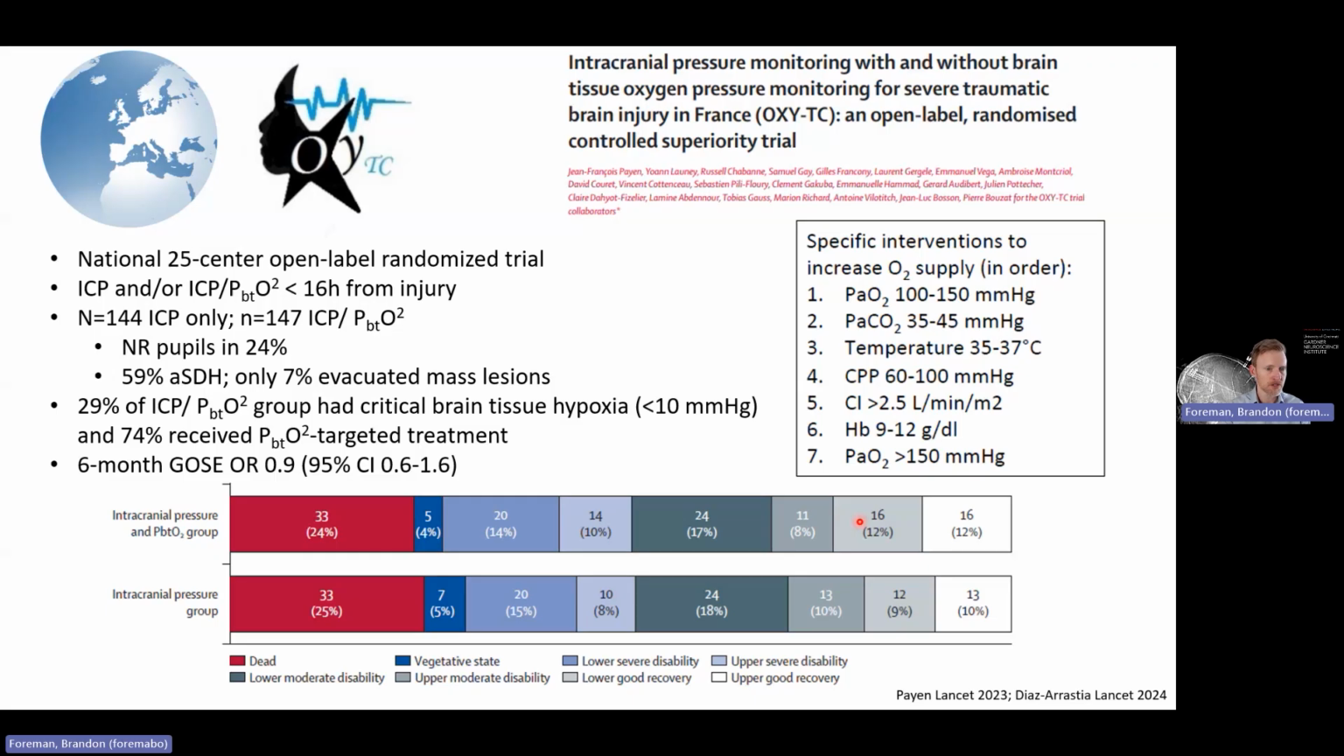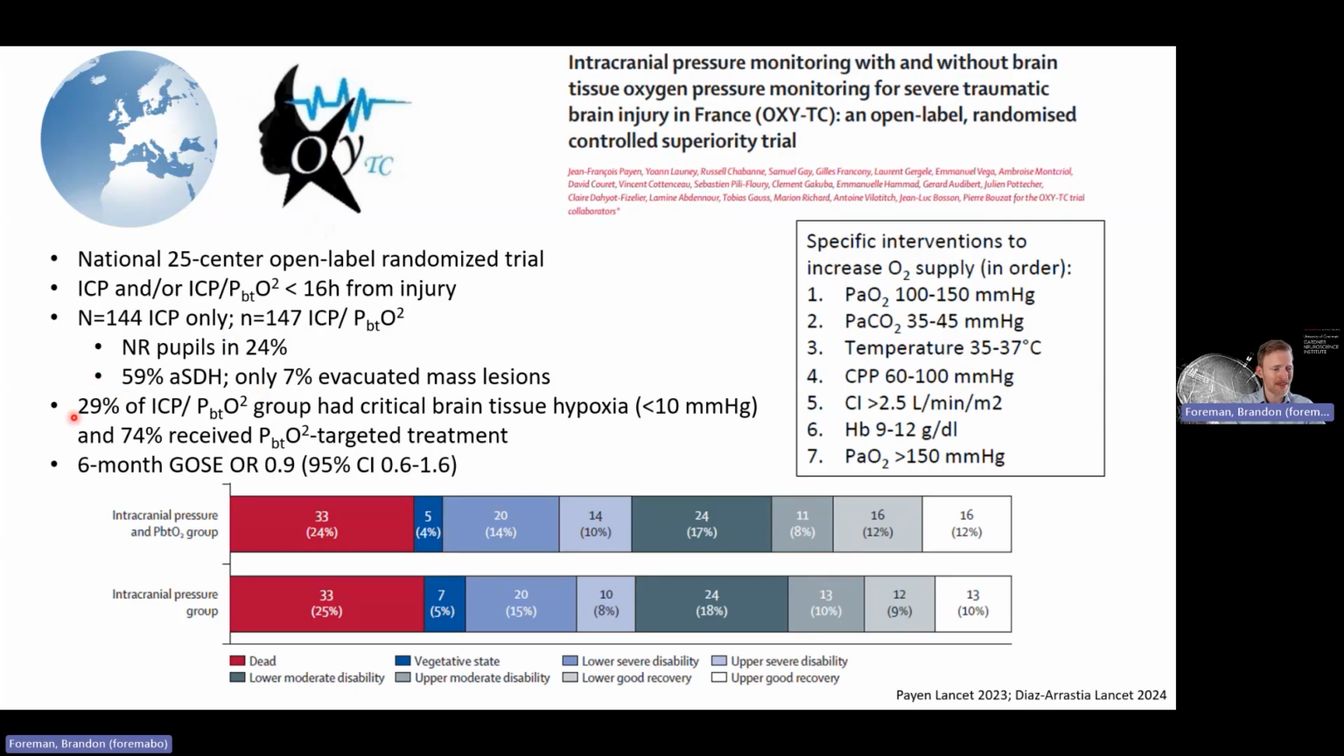The first one to be published at this point is the OxyTC study, a French study that compared ICP and pbtO2 management to ICP management alone in almost 300 patients. What you'll notice is these are sick patients. A quarter of them had non-reactive pupils bilaterally. A few of the subdurals were actually evacuated.